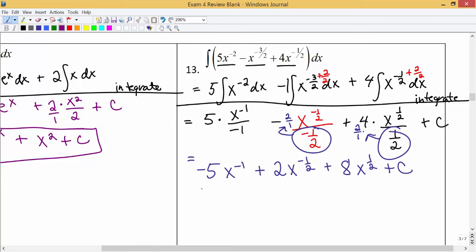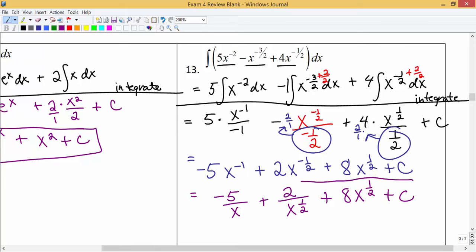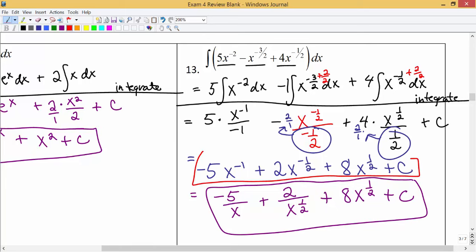Now, if I wish to, I could make the exponents positive. So I could write this as negative 5 divided by x to the positive 1 power, plus 2 divided by x to the positive 1/2 power, plus 8 times x to the positive 1/2 power, plus c. I would say either one of these last two would be perfectly acceptable solutions.